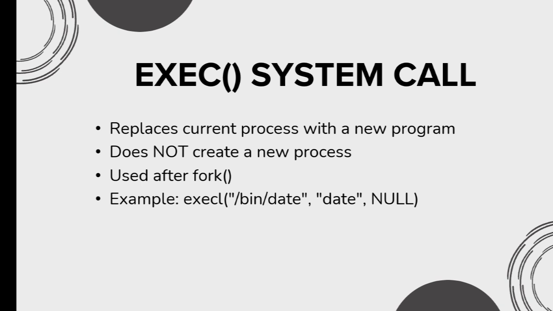Now, let's talk about the exec system call family. Unlike fork, which creates a new process, exec is used to replace the current process memory space with a brand new program. It does not create a new process. The process ID remains the same. It's commonly used right after fork so that the child process can transform itself into a different program. The example here shows execl, which requires the full path to the program and its name as arguments.